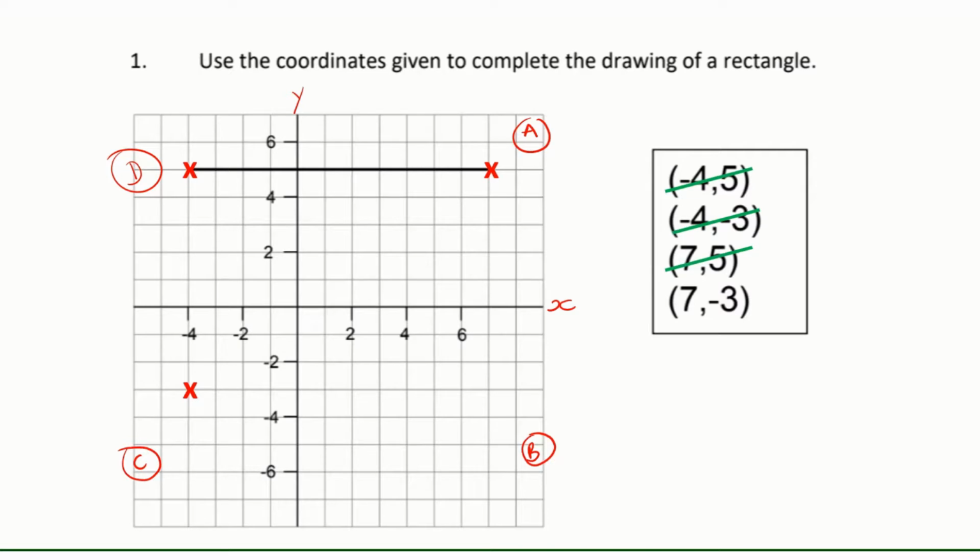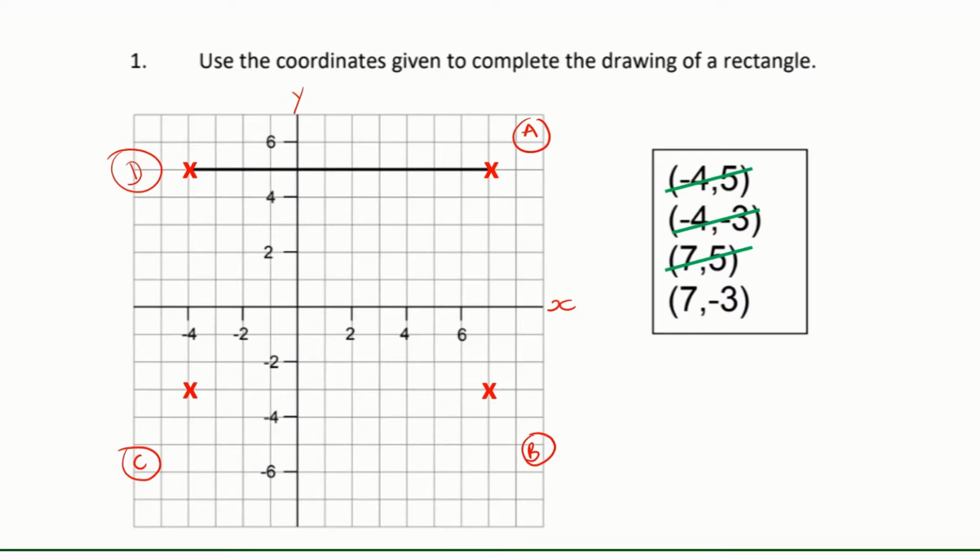And finally, the last one, I've got 7, -3. So that's going to go in quadrant B. So I go over to 7, which is 1 after 6. It's got -3, so I go down 3: 1, 2, 3. If I read across and I read the scale on the y-axis, I can see that -3 is between -2 and -4. So those are my 4 points which I've plotted.